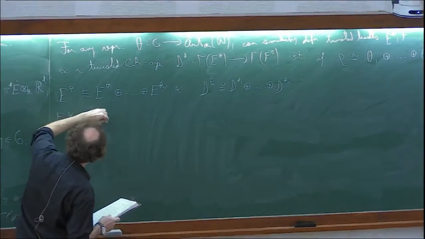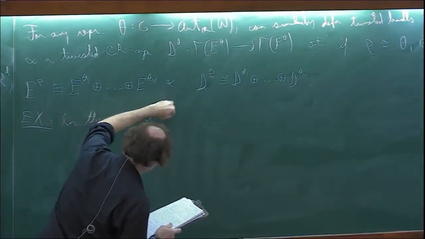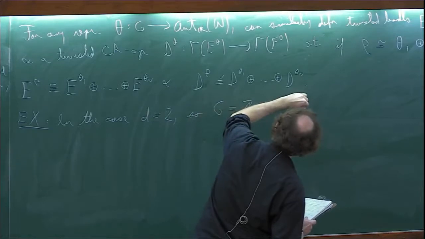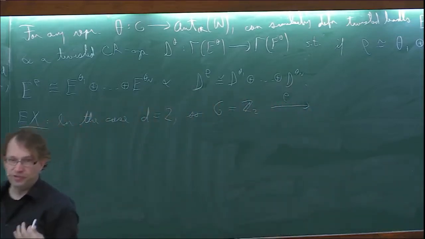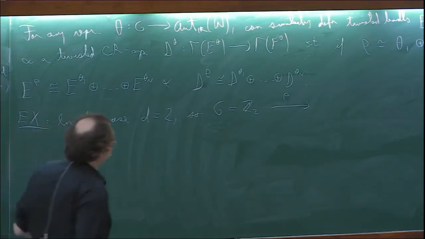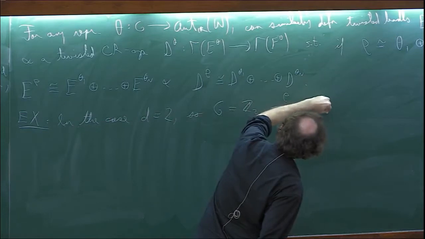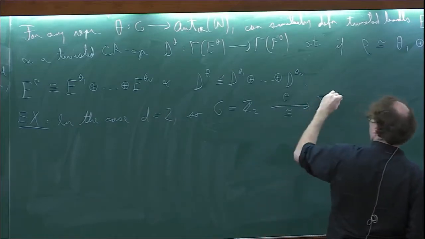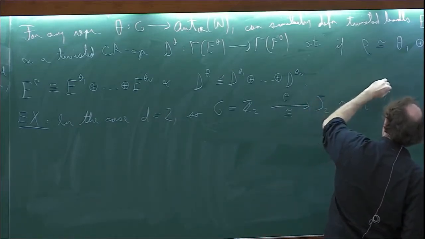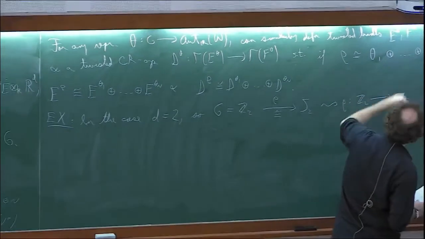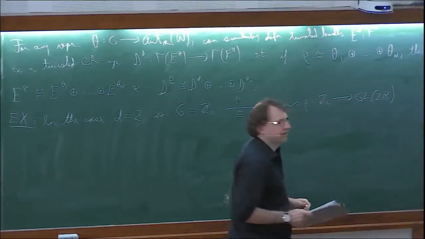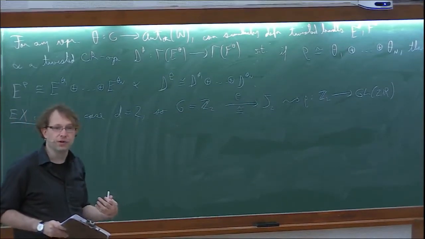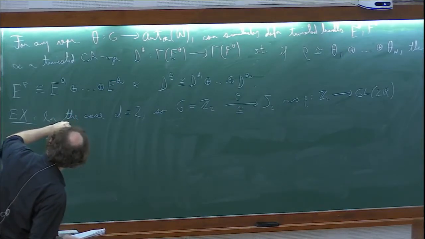So in the case of degree 2, now the group G is just Z2 again. And our permutation representation comes from the unique isomorphism from Z2 to the symmetric group on two elements. So that gives us the permutation representation sending Z2 to GL2R. It acts on R2 by permutations. And of course, you notice that there are two obvious invariant subspaces.